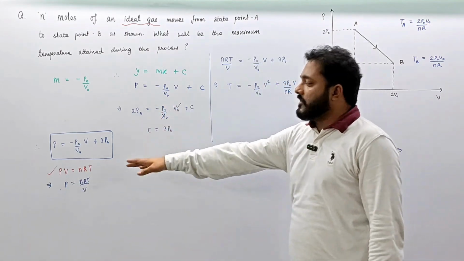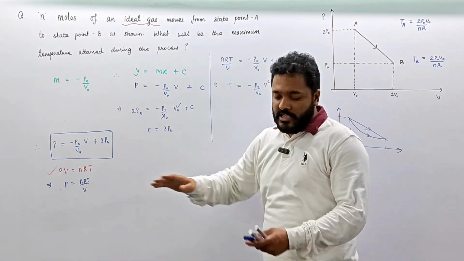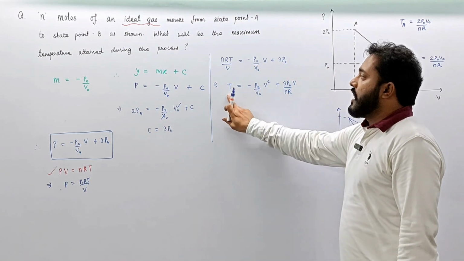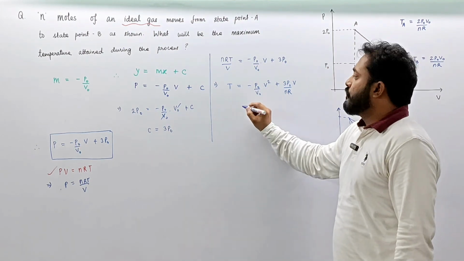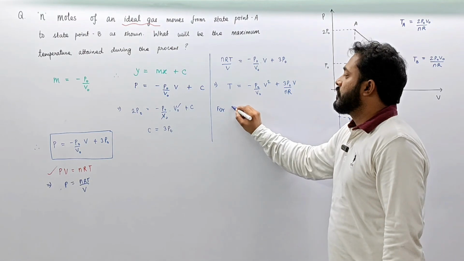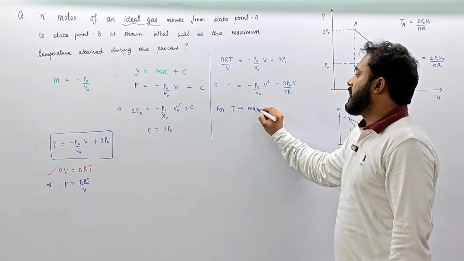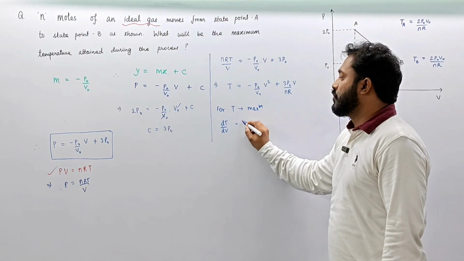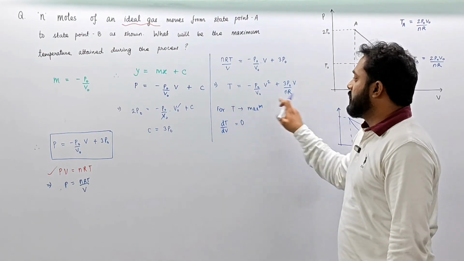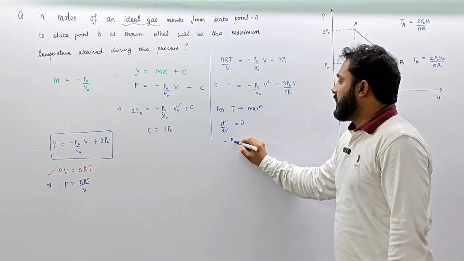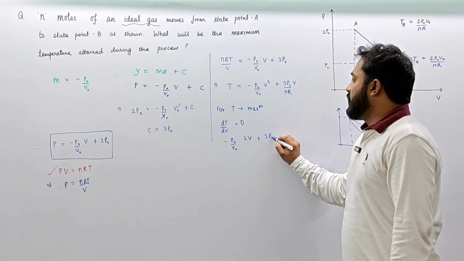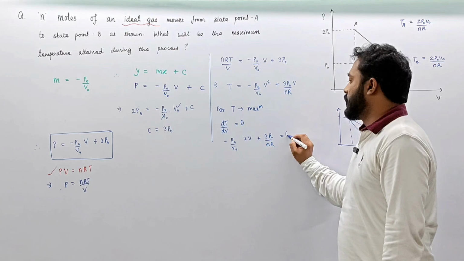So over here also we get the path ahead from PV equal to nRT. So PV equal to nRT में T का वैल्यू ये आ गया, and we are calculating maximum temperature. For temperature to be maximum, for T to be maximum, we are calculating dT by dV and we will equate it to 0. So if we calculate dT by dV, then we get minus P naught by V naught 2V plus 3 P naught by nR, and this is equated to 0.